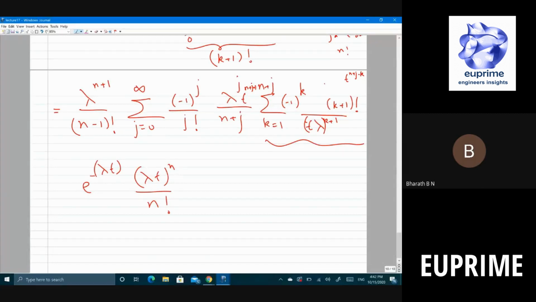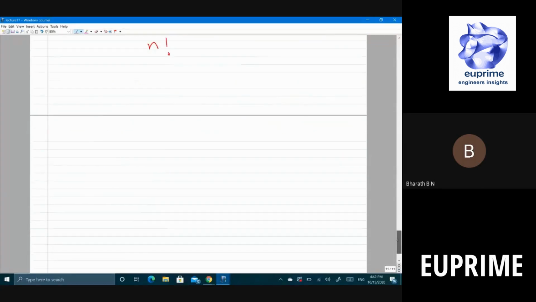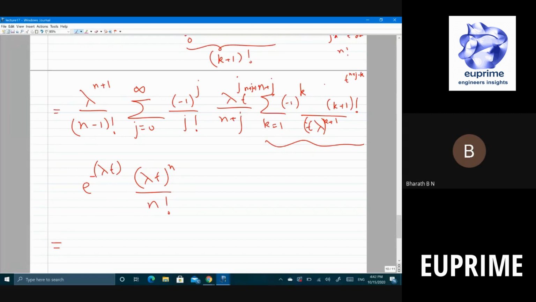I'll write one more step here, so you can probably show that. So I think we are almost done. So lambda power n plus 1. So see, this is lambda power j. I cannot do anything with these things. So t I can do. So t, the only thing is j here, right? So I can pull out t plus 1, t power n plus 1 here, right? Over n minus 1 factorial, okay?